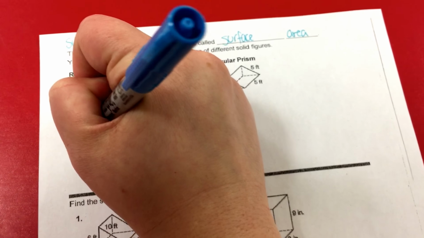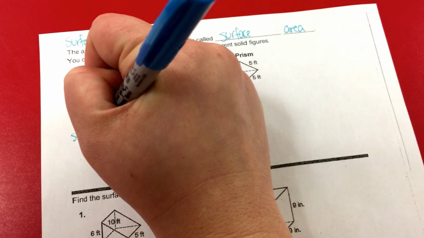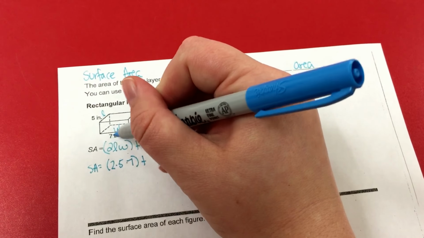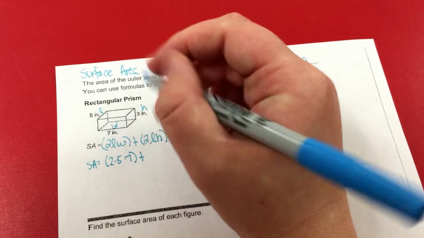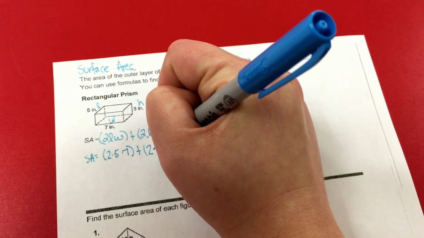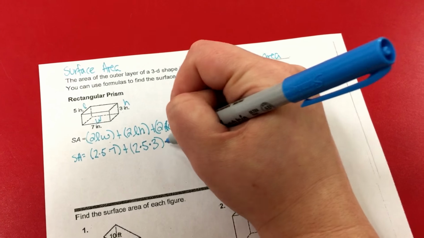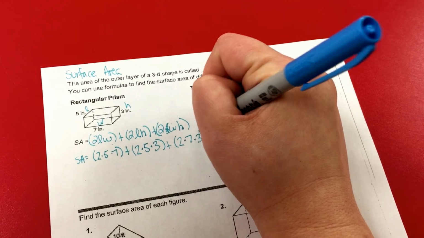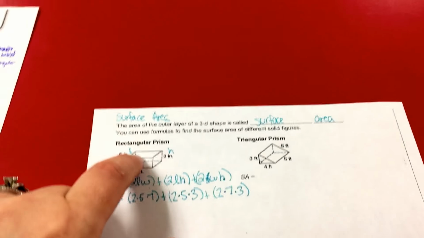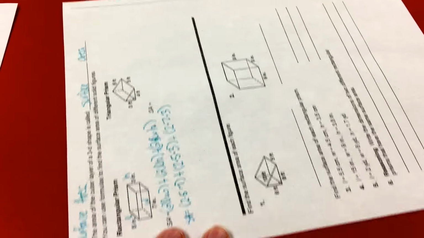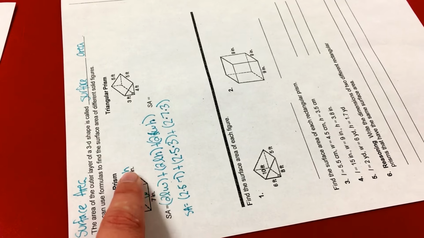Surface area is going to equal 2 times 5 times 7, and I got that from the length being 5 and the width being 7, plus 2 times the length, which is 5, times the height, which we made 3, plus 2 times the width, which is 7, times the height, which is 3. Again, it doesn't matter which one on a rectangular prism you label width, height, or length, because if the prism was sitting a different way, you're going to end up using all of the numbers the same amount of times anyway.